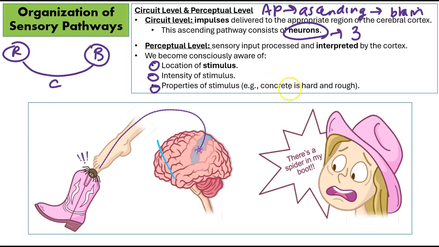Another example is concrete is hard and rough. So for example, if you're talking about touch receptors, and maybe you hit your hand flat on concrete, you will feel that texture of the concrete itself. And you start processing that information and interpreting where you are as well.